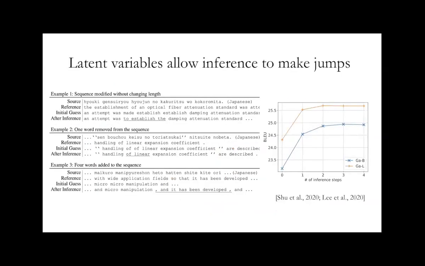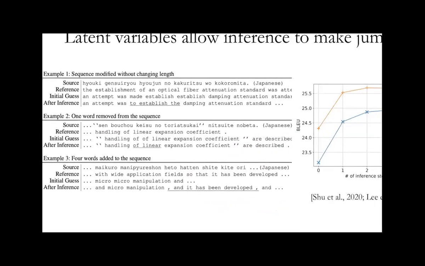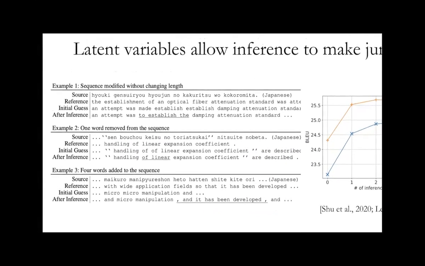And then, as you can see, here are some of the examples. These latent variables, or the continuous space, allow this generation procedure to make jumps. So for instance, let's look at the third example. The initial guess has weird sentence parts like the micro manipulation and whatnot. This is going from Japanese to English, so this is the English translation of the Romanization of Japanese. And then we go from the initial guess, and after running this for about 3 steps, we suddenly have this very big chunk of a phrase appearing in the middle of the sentence: that is, and it has been developed.